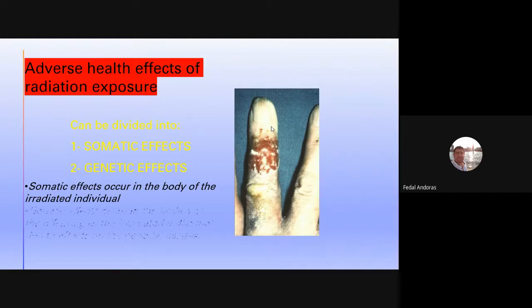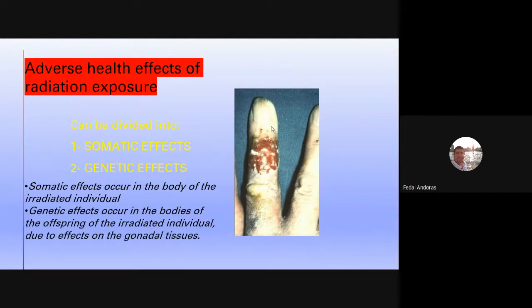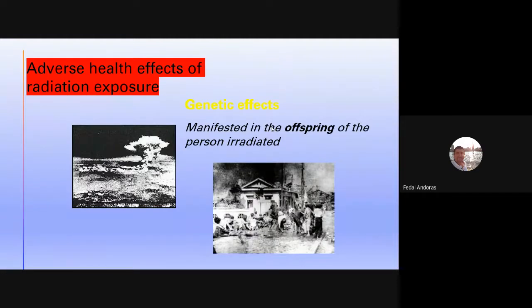The genetic effects occur in the bodies of the offspring of the irradiated individual due to the effect on the gonadal tissue. So they will come in the later generations, offspring, genetic. So this is the first division of the adverse health effects: somatic and genetic. So genetic effect is manifested in the offspring of the person irradiated.